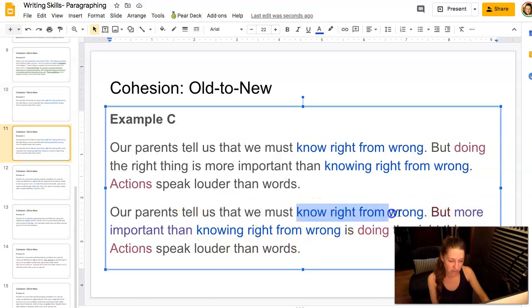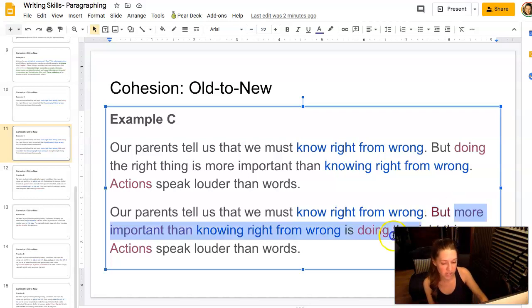So now we have this, more important than this thing I just introduced is this new thing. More on that new thing. So this follows the old to new principle. The but is a sentence level transition word that suggests we're changing direction, we're contrasting. And the more important than tells us the relationship between knowing and doing. Right, so this is a clear progression of ideas.